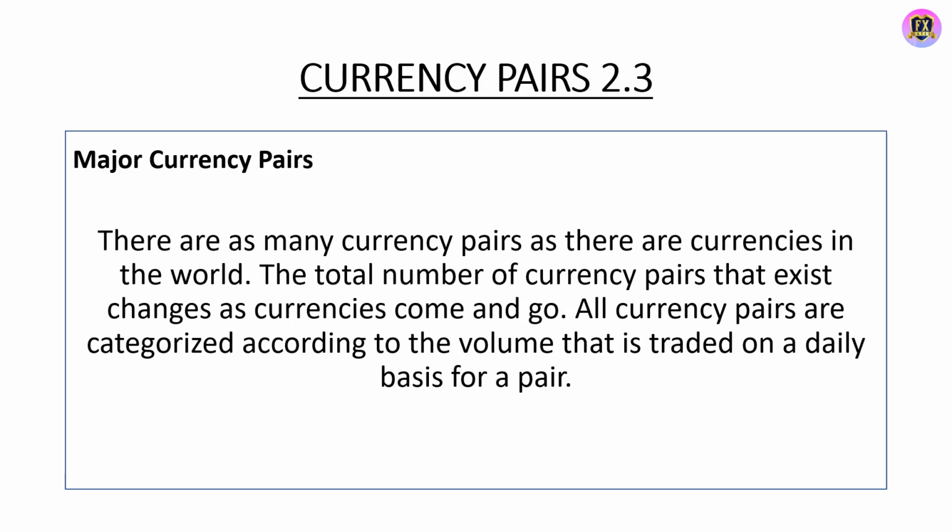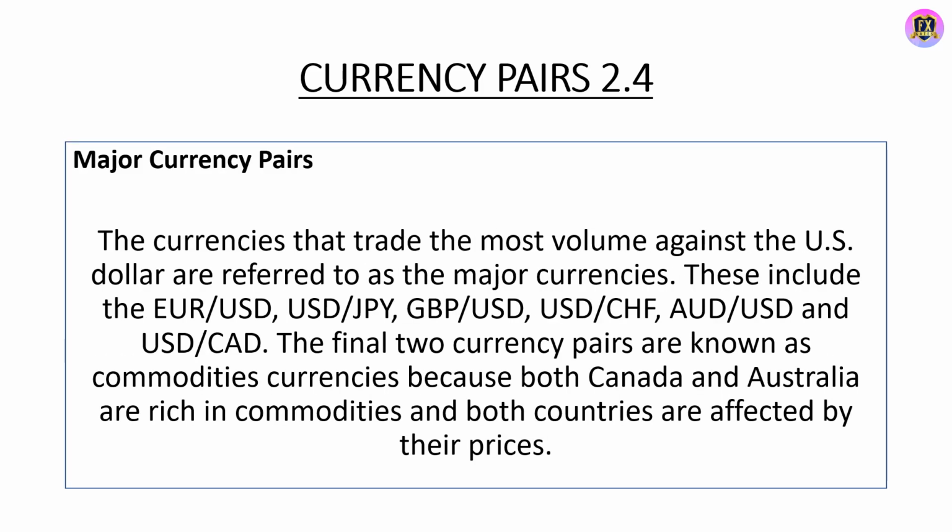There are as many currency pairs as there are currencies in the world. The total number of currency pairs that exist changes as currencies come and go. All currency pairs are categorized according to the volume that is traded on a daily basis for a pair. The currencies that trade the most volume against the US dollar are referred to as the major currencies. These include the euro to US dollar, US dollar to Japanese yen, pound sterling to US dollar, US dollar to Swiss franc, Australian dollar to US dollar, and US dollar to Canadian dollar.